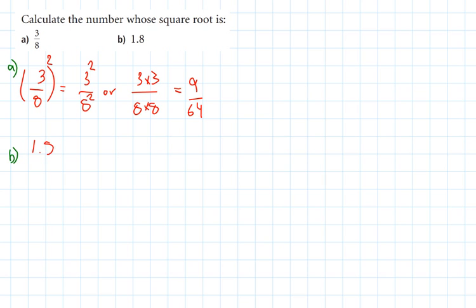So we're working with the decimal. You might need a calculator for this one here. So 1.8 squared is the same as 1.8 times 1.8, which would give us 3.24. Okay, so what this is, so 3.24, the square root of that is 1.8, and the square root of 9 over 64 is 3 over 8.